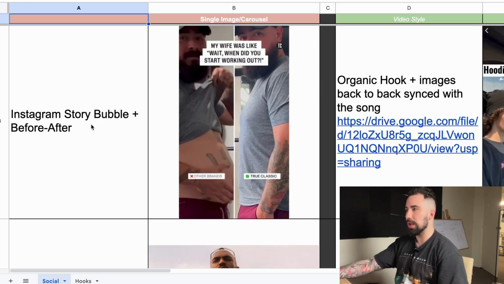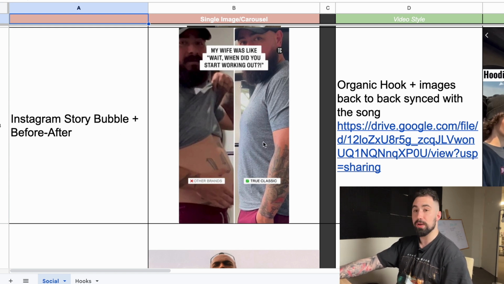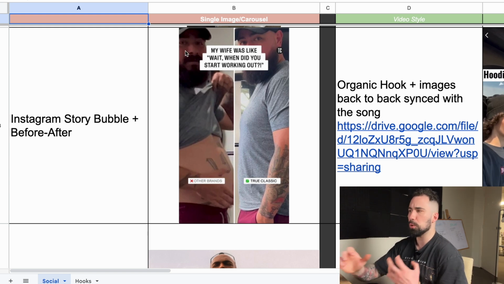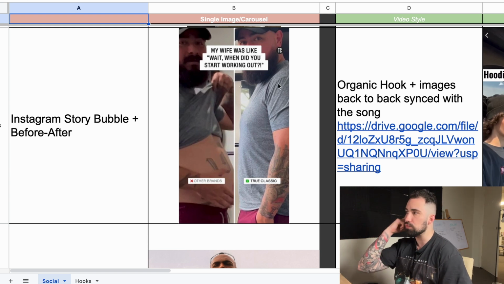We have the Instagram story bubble. What do I mean by the bubble? This text style is Instagram text style. And before and after, so this works really, really well again, guys. So they're making it look organic, right? There's no super classy different fonts they're using, nothing flashy. They're using the Instagram fonts, and that works really, really well.